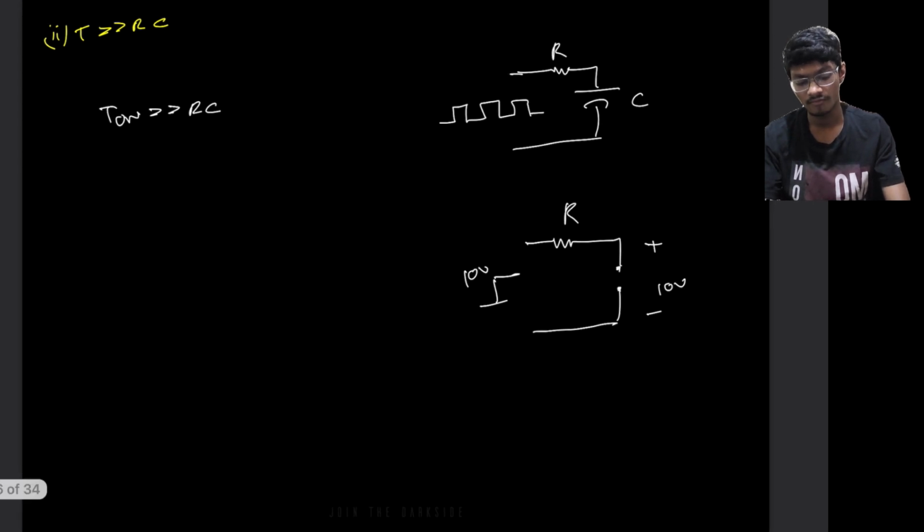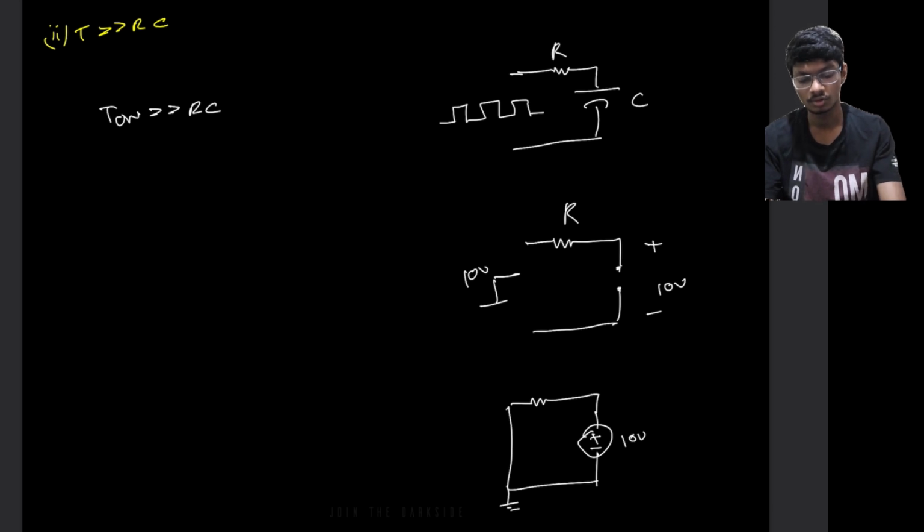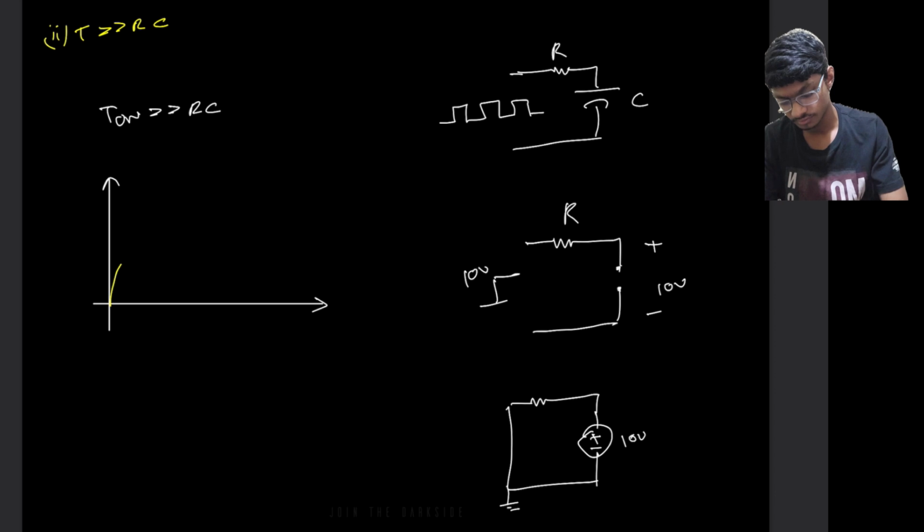Then after T on, there is R and the cap is discharging. It will totally discharge because it has enough time, as the time constant is much smaller than the time period of the signal. So what will the output look like? The V of t will look something like this. It will charge very fast, then discharge very fast, then charge very fast, then discharge very fast.